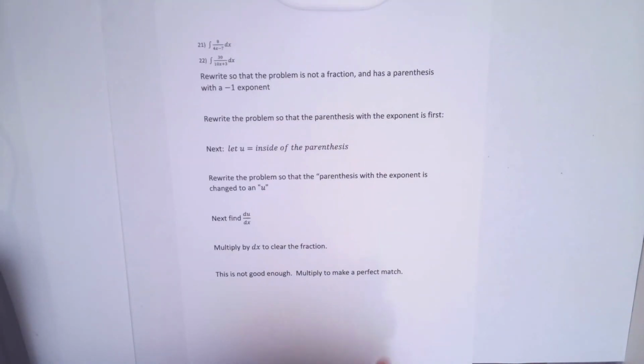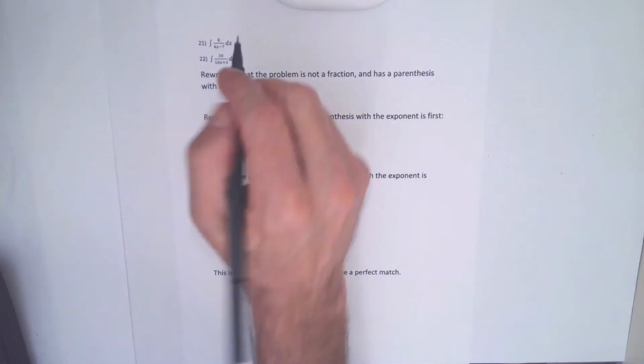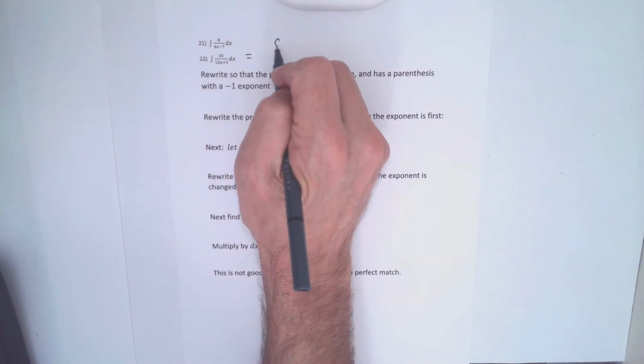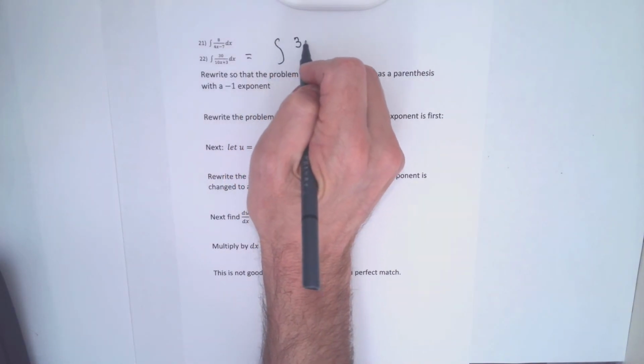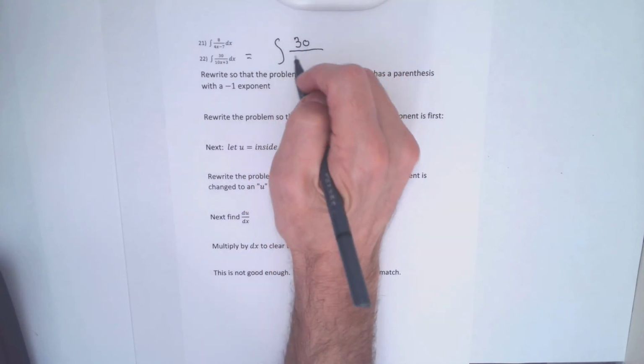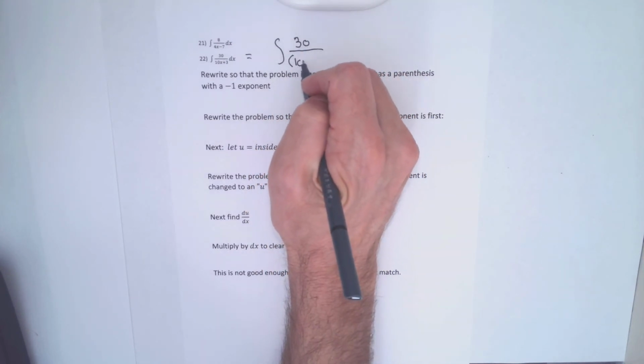This, we haven't done one in the second part of the video. Fractions like this we did right on the first part of the video. Let me do one right now. Problem 22, I have to think of this as having a parentheses with an exponent of 1 in the denominator.